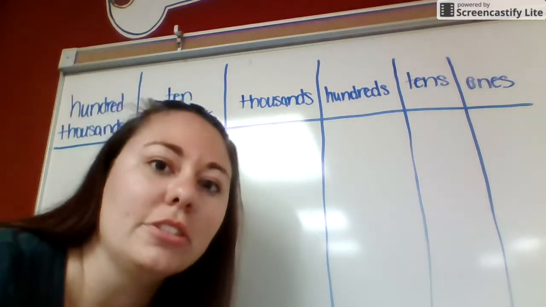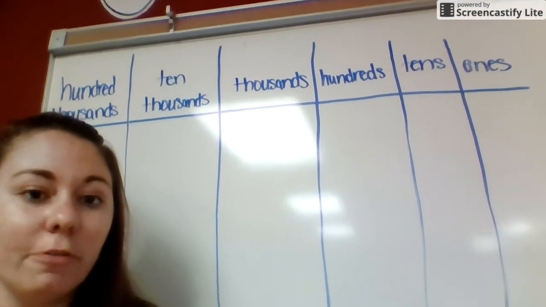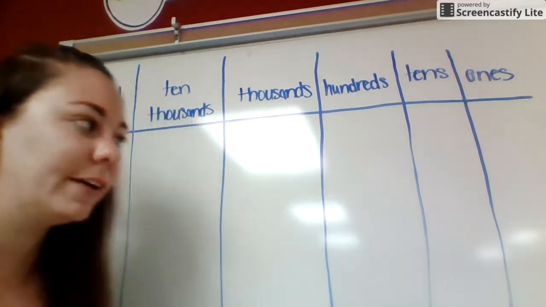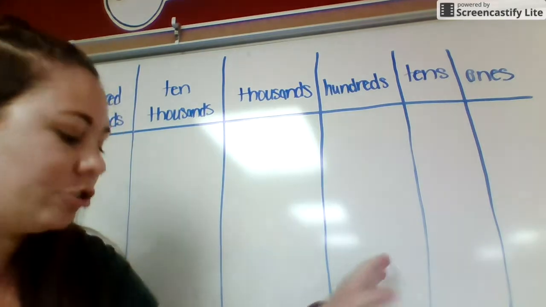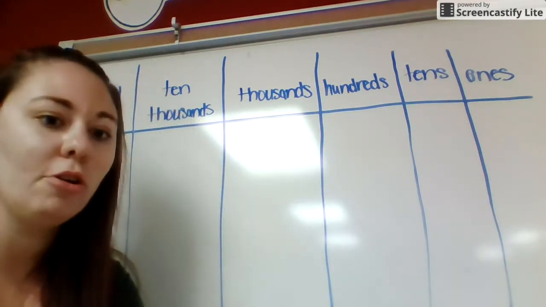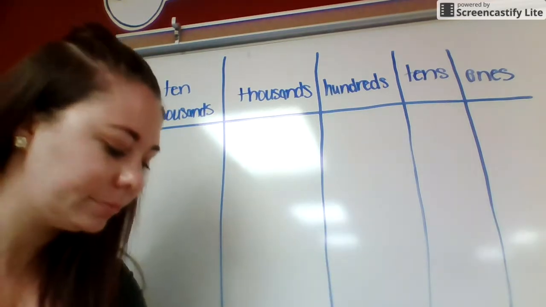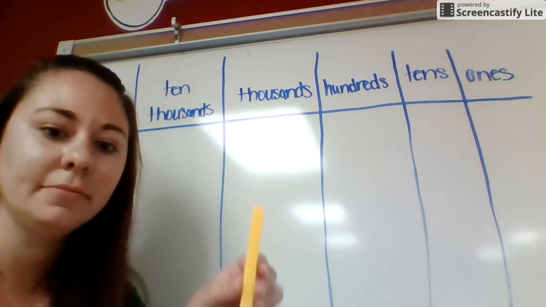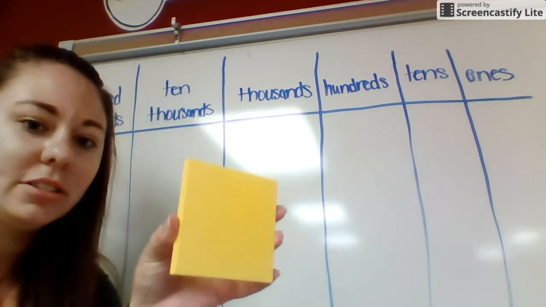Good afternoon. Today we are going to be working on place value in large numbers. So first I wanted to start by going over our place value chart. Over here we have our ones place, then we have tens and hundreds. We represent those with base 10 blocks: ones, they're the little cubes, then we have tens, and then we have hundreds.